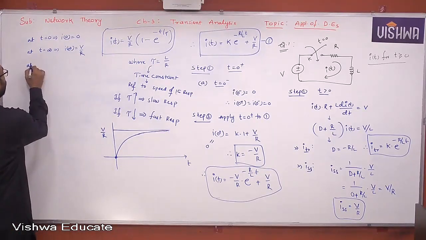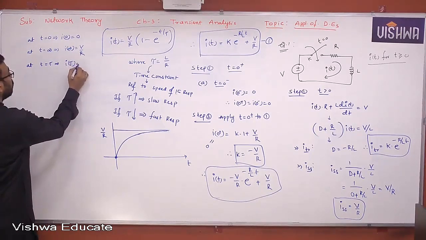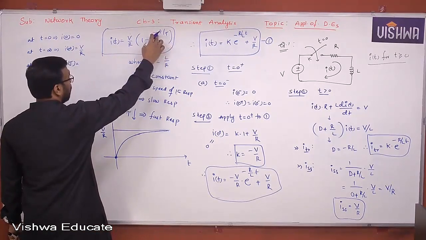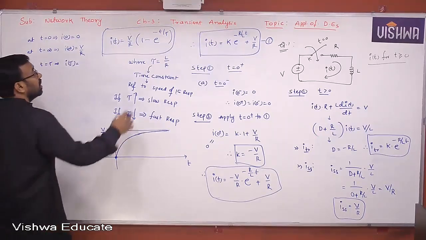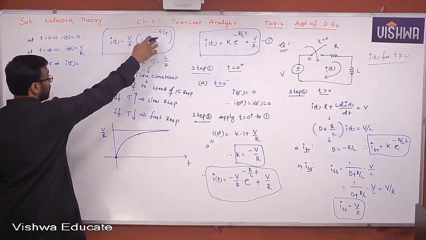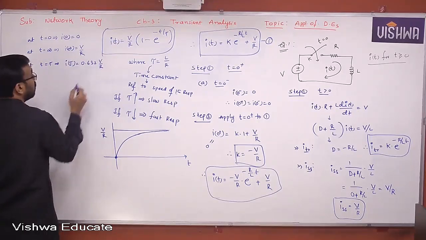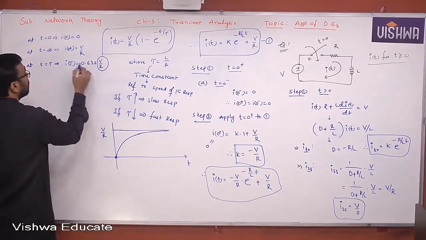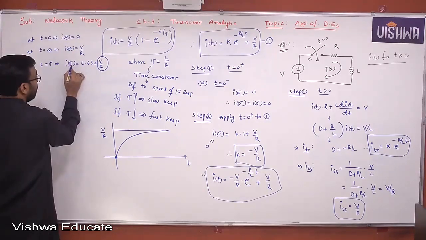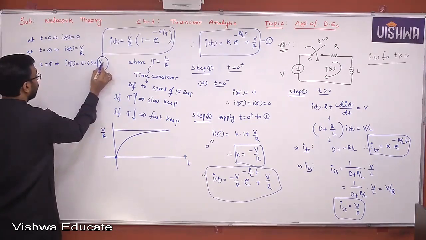Now, at t equal to tau, I of tau will be, with e power minus t by tau, that means t is nothing but tau, so e power minus 1. Finally, you got 1 minus e power minus 1, which is nothing but 0.632 V by R. Okay? You know that V by R is the final value. And the time taken for the response to reach 63.2% of its final value can be called as what?